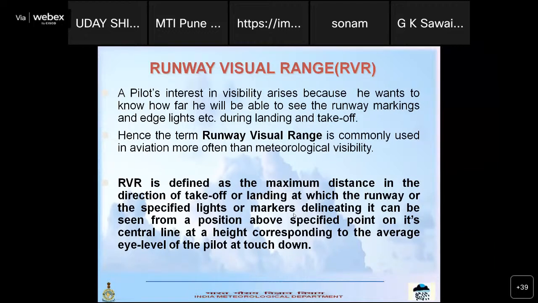It basically depends on a light mechanism. It is defined as the maximum distance in the direction of takeoff or landing at which the runway or the specified lights or markers denoting it can be seen from a position above a specific point on its center line, at a height corresponding to the average eye level of the pilot at touchdown. That means at a particular distance above the runway, for example 5 meter above the runway, the pilot should clearly see the runway lights and runway markings. This is known as RVR, runway visual range.